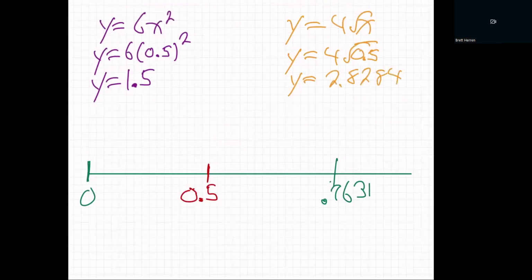2.8284. So which one's higher up? Well, this one's on the top. Oh, he's higher. This one's on the bottom. In the middle, at least, right? So that means the 4 root x function is the top function, and this function is the bottom.